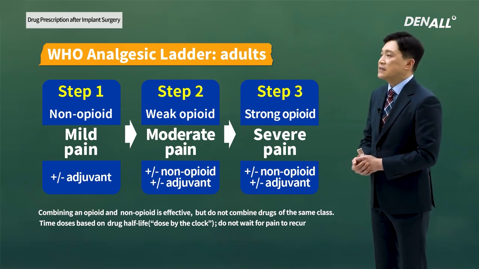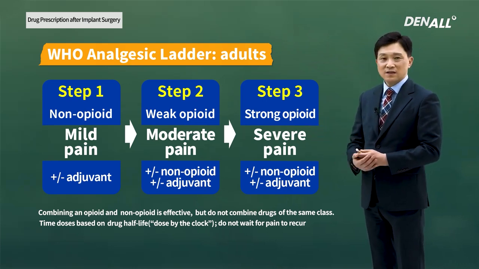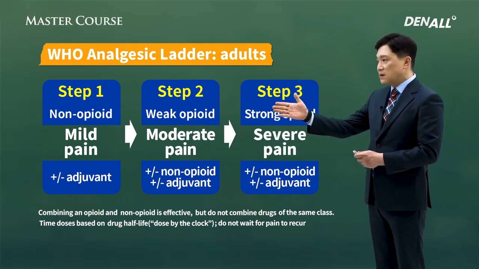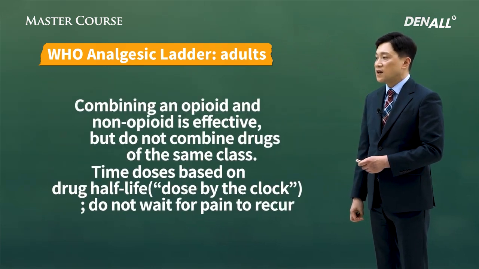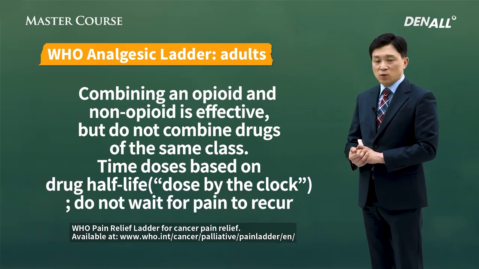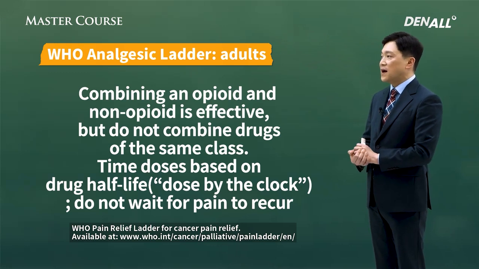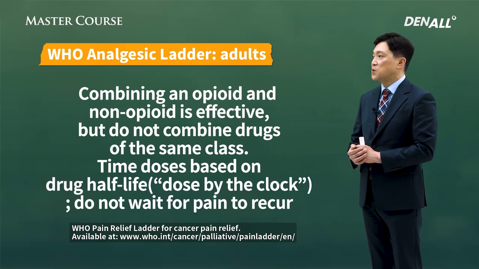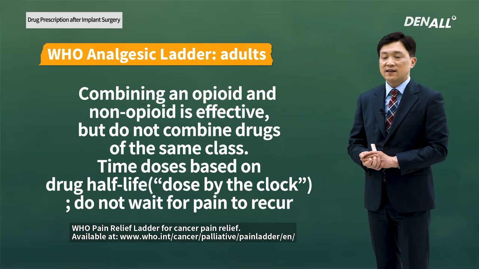For the analgesic ladder, what is more important is not this, because we don't chronically use painkillers. What is written at the bottom is really important. What does it say? Combining an opioid and non-opioid is effective. That's what it says. But we should not combine drugs of the same class because the analgesic effect does not increase.